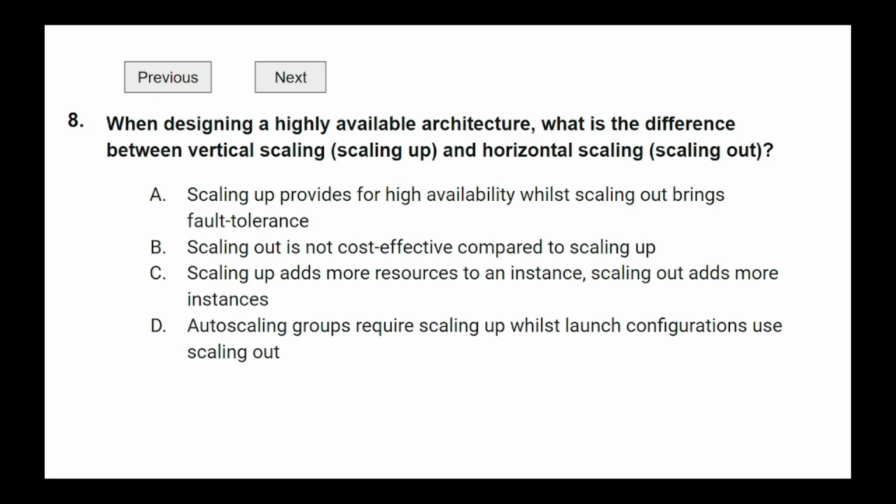Option C, scaling up adds more resources to an instance. Scaling out adds more instances. Well, that makes a lot of sense. Then option D, auto-scaling groups require scaling up, whilst launch configurations use scaling out. Well, that doesn't make sense, so I will go with option C.